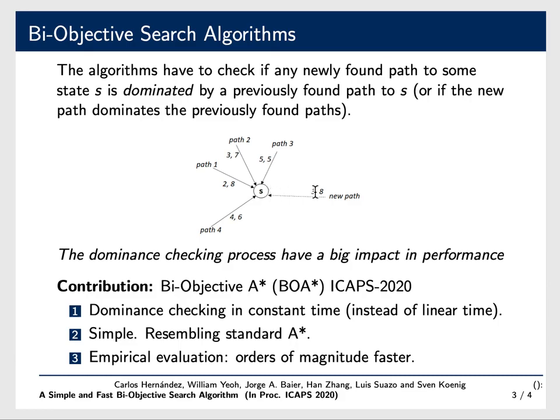This kind of check, we do it in constant time, whereas other algorithms would require linear time to make it. Also, when we have found another solution, we need to check that the new solution is not dominated by solutions that have been found before. Such a check is also carried out in constant time by our algorithm.